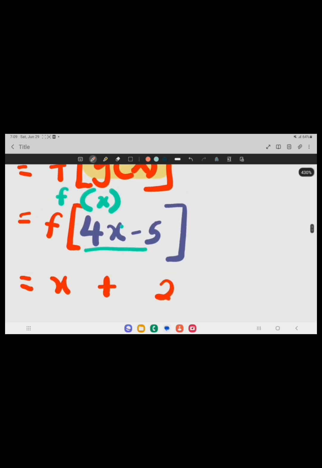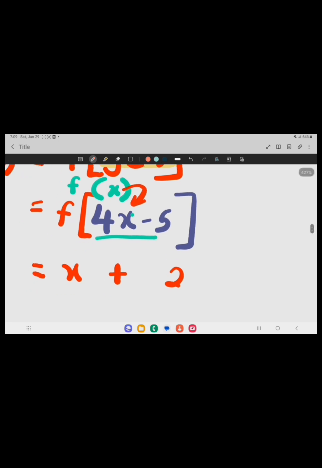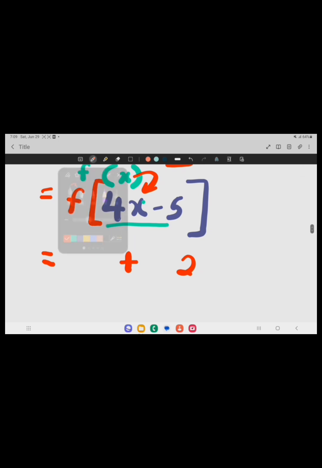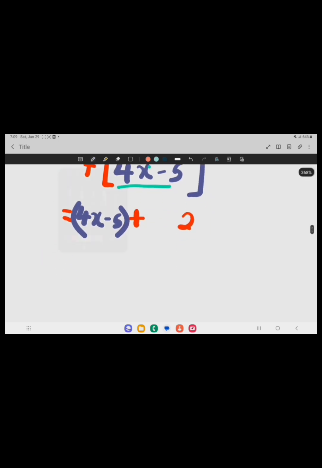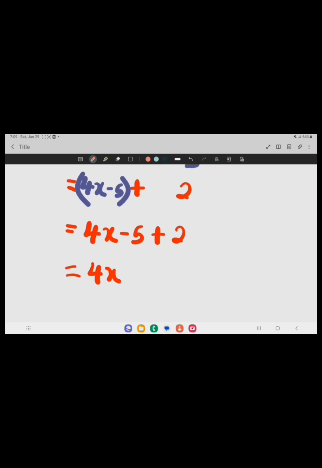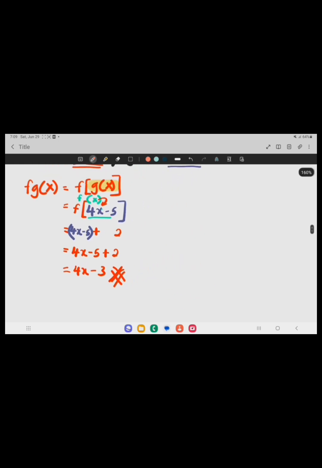So what did they do? They replace the x with this entire thing, 4x minus 5. So now you also do exactly the same thing. You erase the x and substitute or replace it with 4x minus 5. That's the concept. After that, the rest is just mathematics, where you solve it as usual: (4x minus 5) plus 2, open bracket, so you'll get 4x minus 3. So this would be your final answer for fg(x).